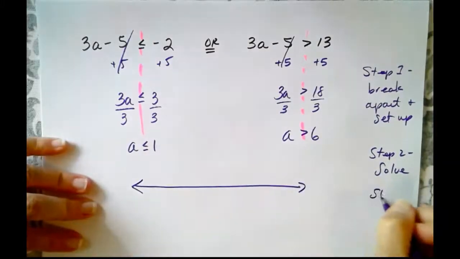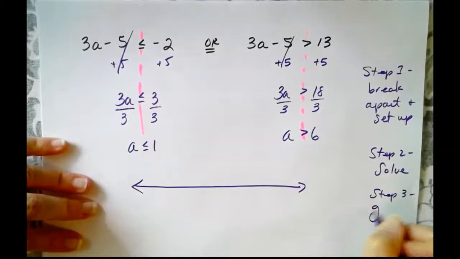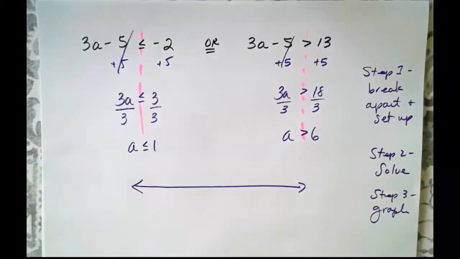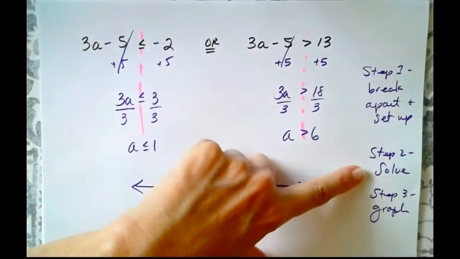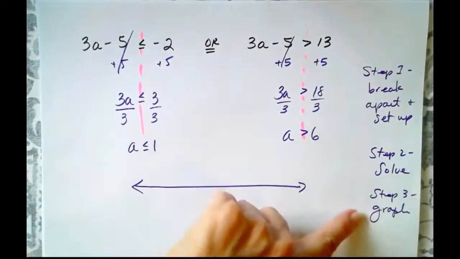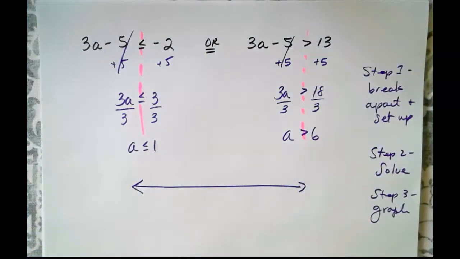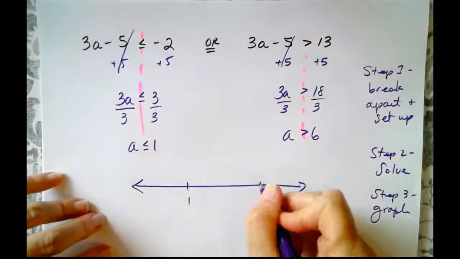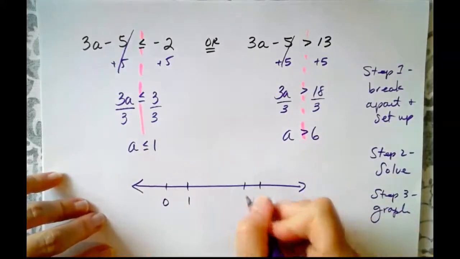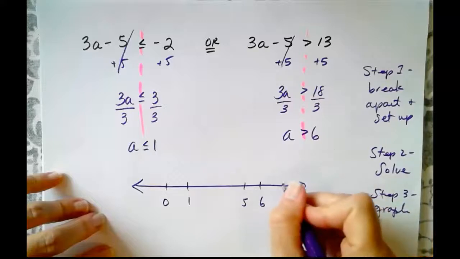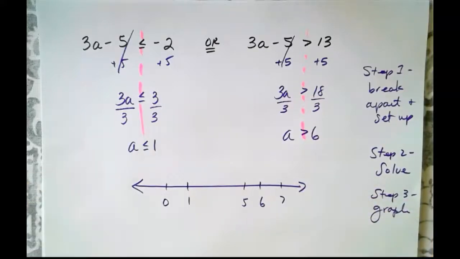So step 3 is to graph on the number line. Step 1, break apart and set up. Step 2, solve. Step 3, graph. Make your number line work for your problem. Here's 1, here's 6. So we'll put 0 here, we'll put 5 here, and we'll put 7 over here just to make our number line look sort of nice.